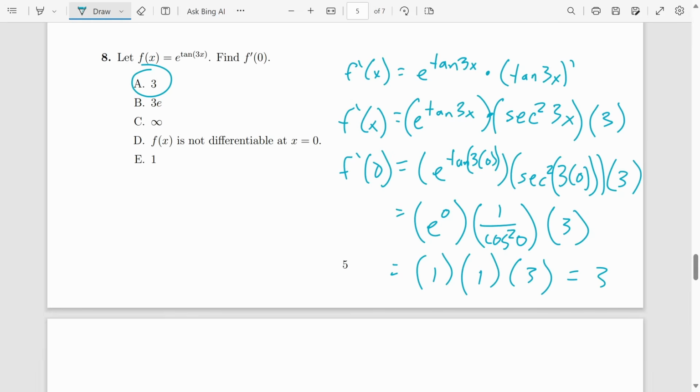So yeah, for this derivative problem, we had to do the derivative of powers of e, which is simple because it's the exact same thing, and the derivative of tangent, which is secant squared. Those are the two things that I'd recommend remembering for this problem.